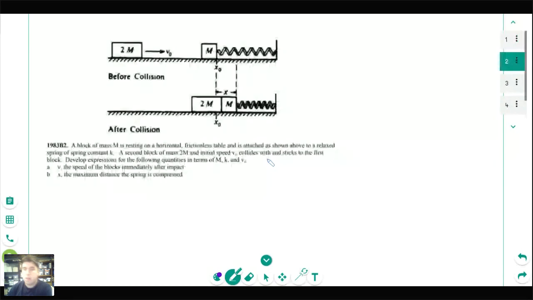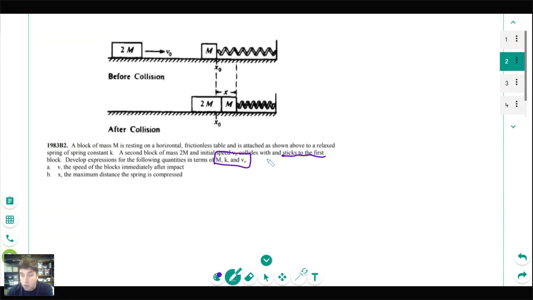All right, so question number 1. We've got a block of mass M resting on a horizontal frictionless table, attached to a spring with a spring constant of K. We have a second block of mass 2m, with initial speed of v0, that collides with and sticks to the first block, which could be important later on. We have to develop expressions for v, the speed of the blocks after impact, and x, the maximum distance the spring is compressed, given in terms of the known quantities m, k, and v0.